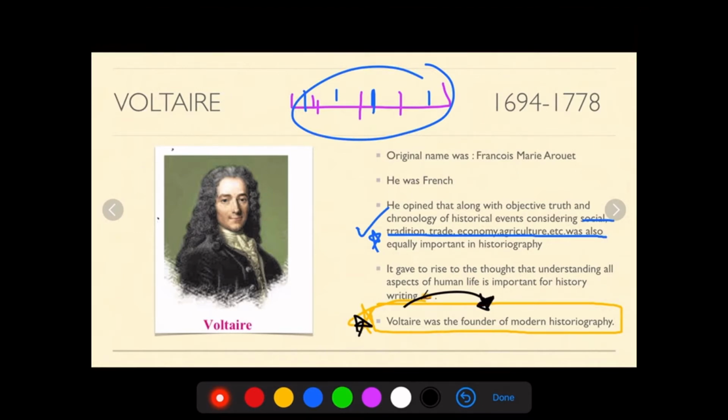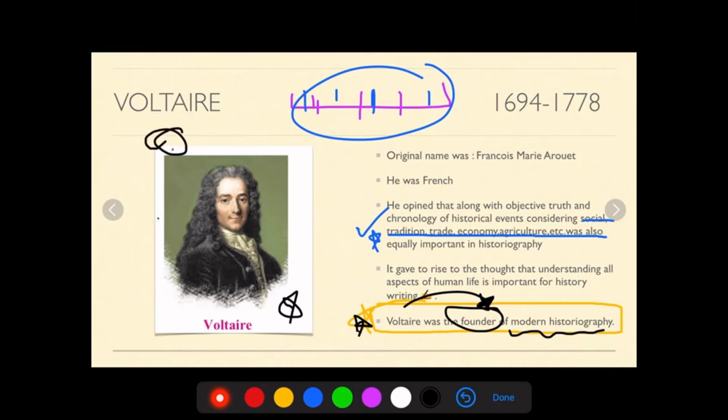Modern historiography is based on his thinking, his principles, therefore he is known as the founder of modern historiography. So this was the second person. The first person was Rene Descartes, who told us to observe things critically, to examine things critically, and never to accept anything as true till all grounds of doubt are excluded. This was given by Rene Descartes.